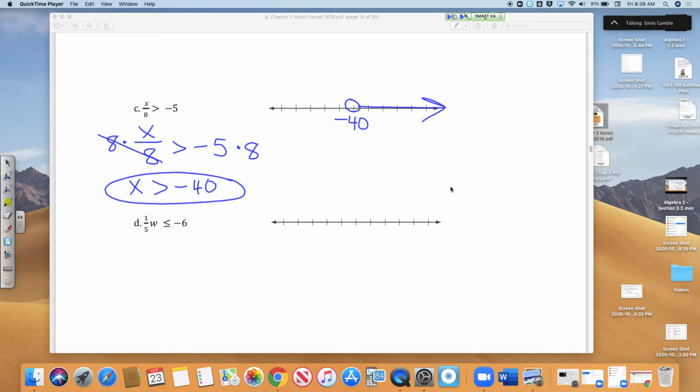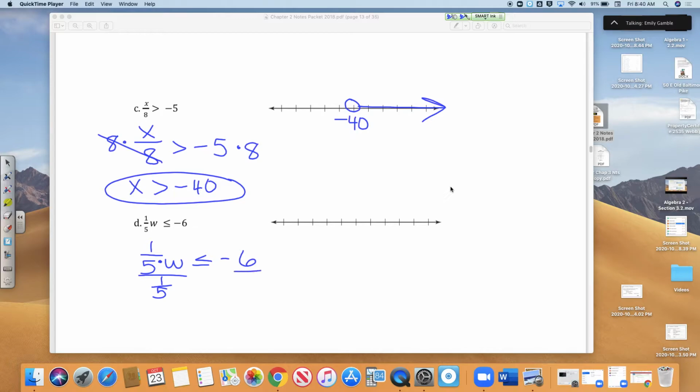And then this last question, letter D, says 1/5 times W is less than or equal to negative 6. You have two options to solve this problem. One option is, this is multiplication. So 1/5 times W is being multiplied. To undo that 1/5, I could divide both sides by it, but it just looks a little weird.